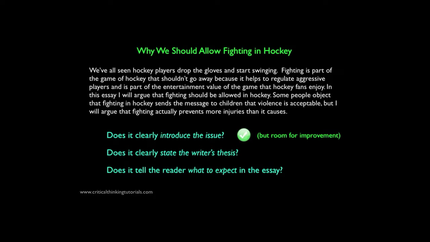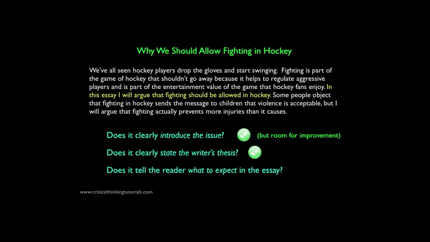Now, does this introduction have a clear thesis statement? Yes, it does. The writer makes it clear in a couple of places what side he's going to come down on in this debate. But the clearest place is right here in the yellow highlighted sentence. "In this essay, I will argue that fighting should be allowed in hockey." There are lingering questions about what precisely this means, but there's no ambiguity about what side of the issue the writer is on.